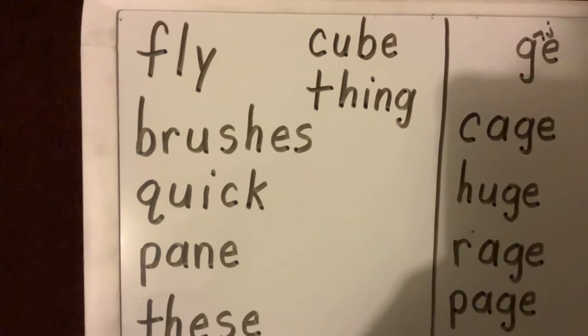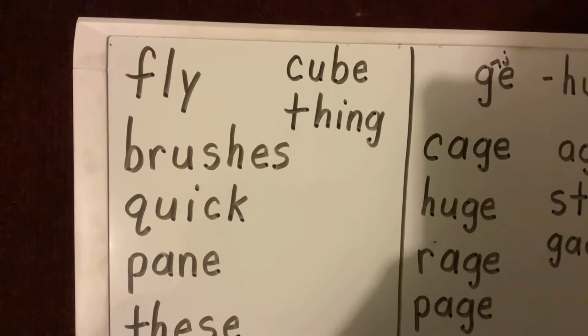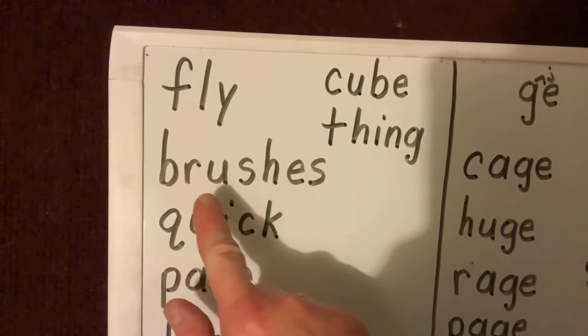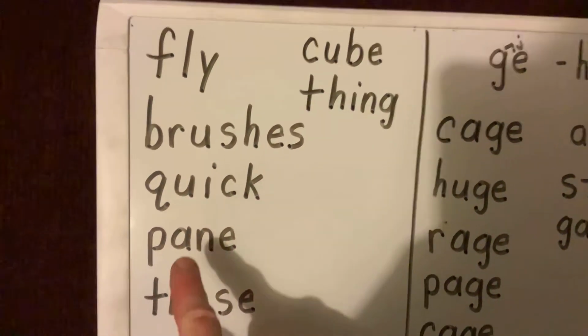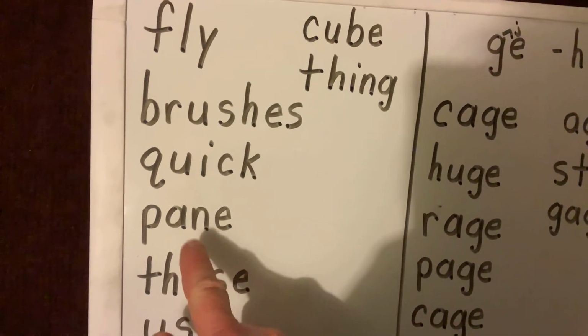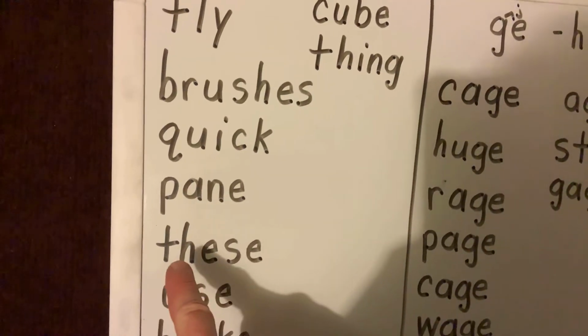Hi boys and girls, we're ready for another OG lesson. So let's get started. You can either echo me or read at the same time. Here we go. Fly, brushes, quick, pane. Now this is not like the pane in your arm. This is a window pane, the part that goes around a window.